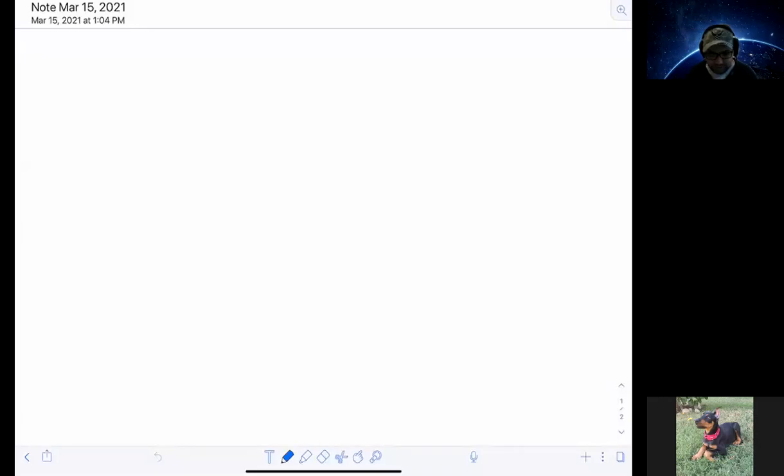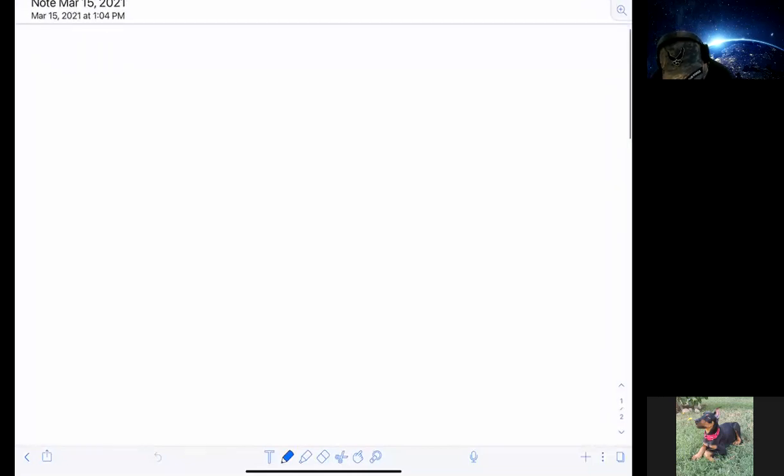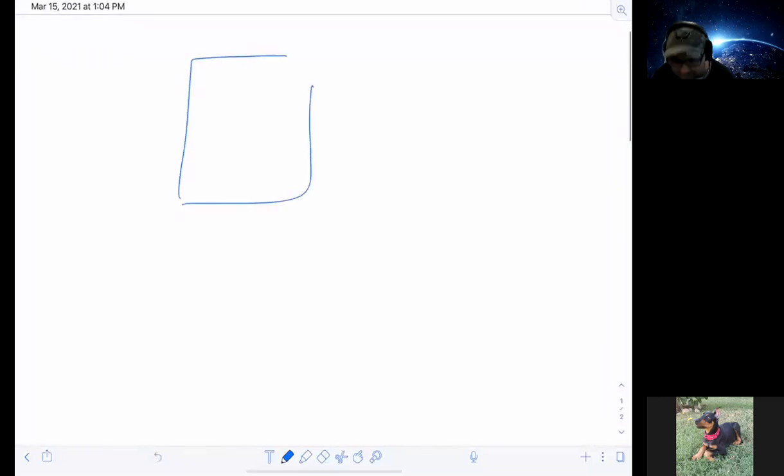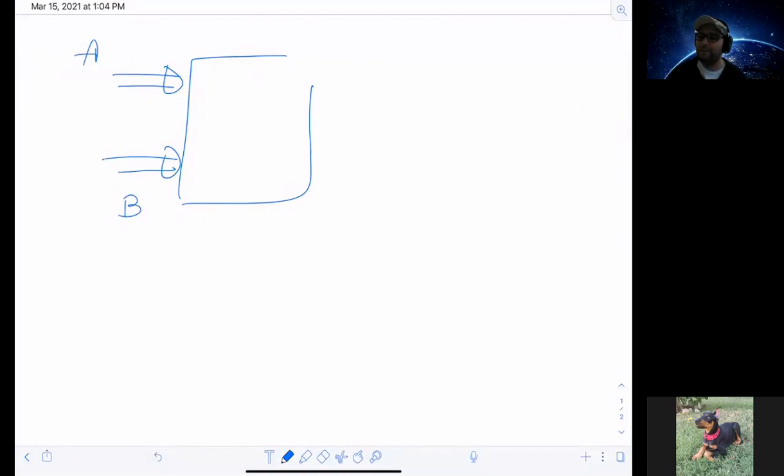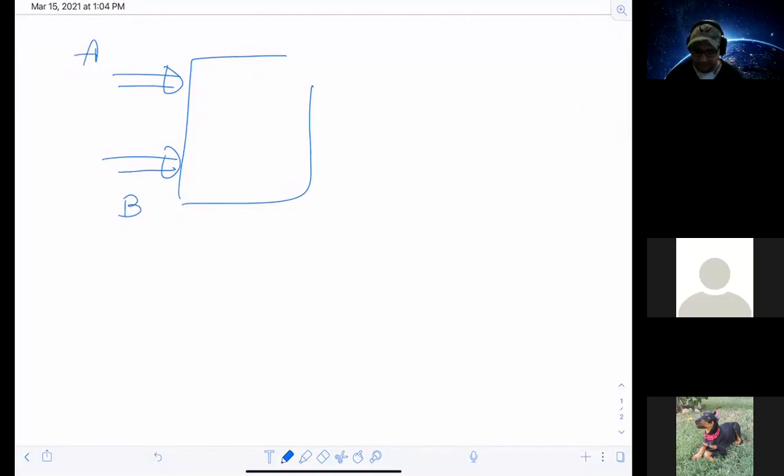And we can start designing anything. So, a two-bit multiplier. Let's do it. Here is my box: A multiply B. You guys agree? Yes. A is 2-bit. B is 2-bit.